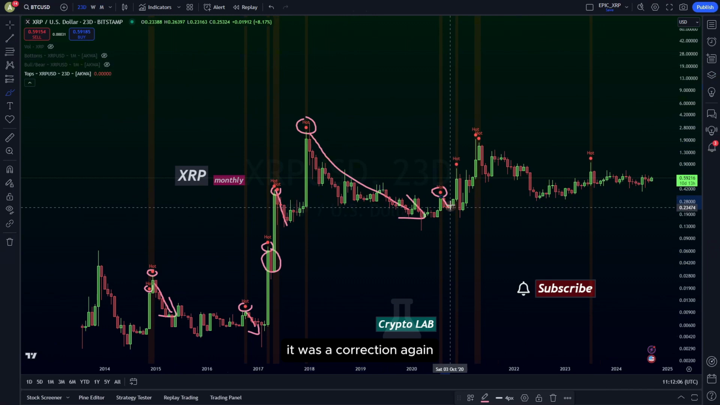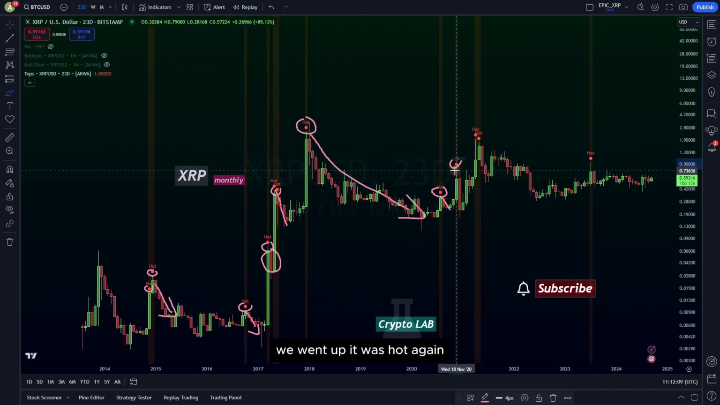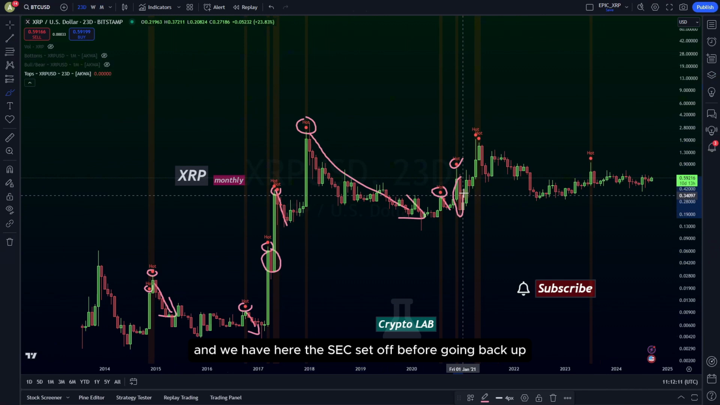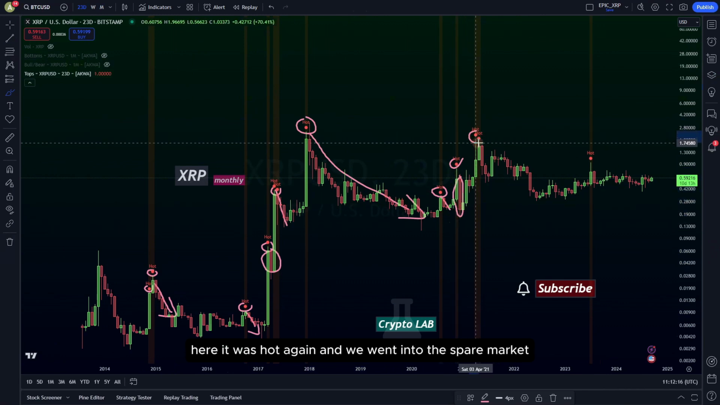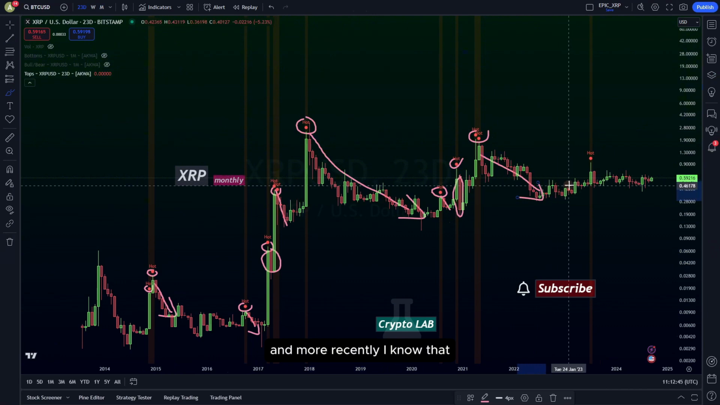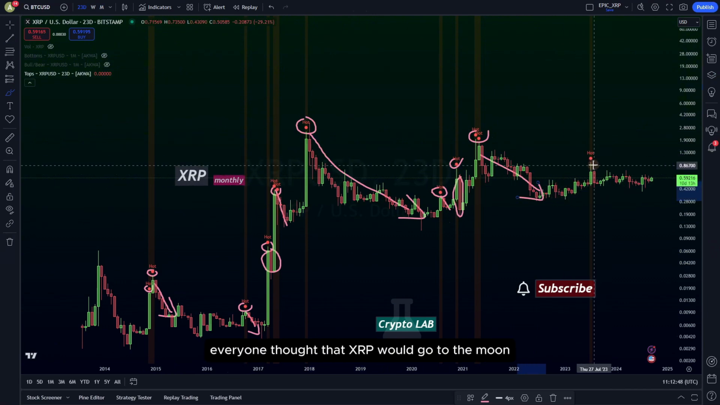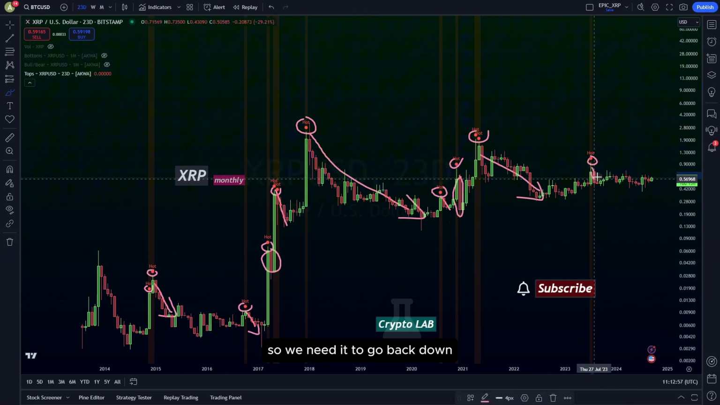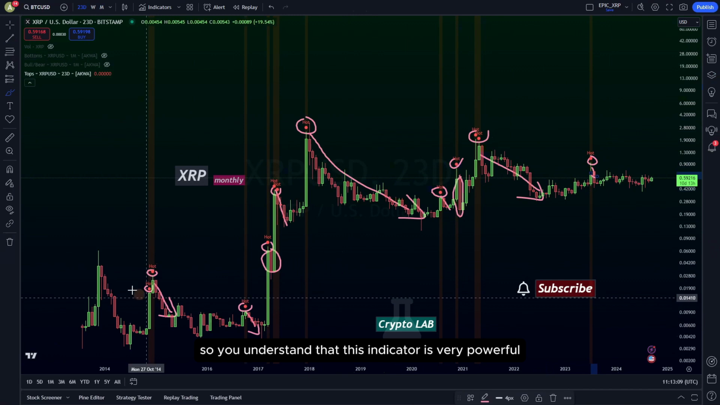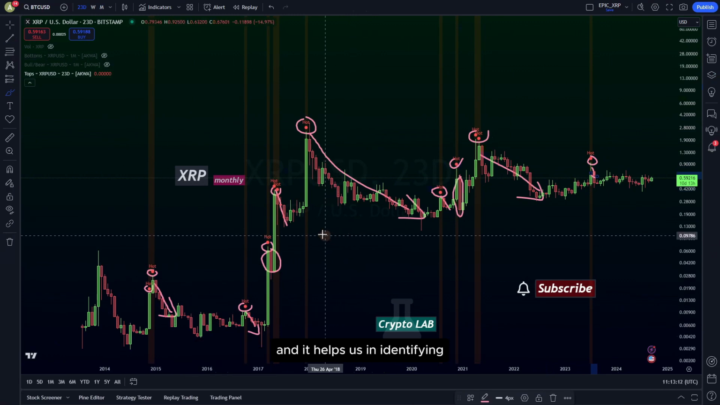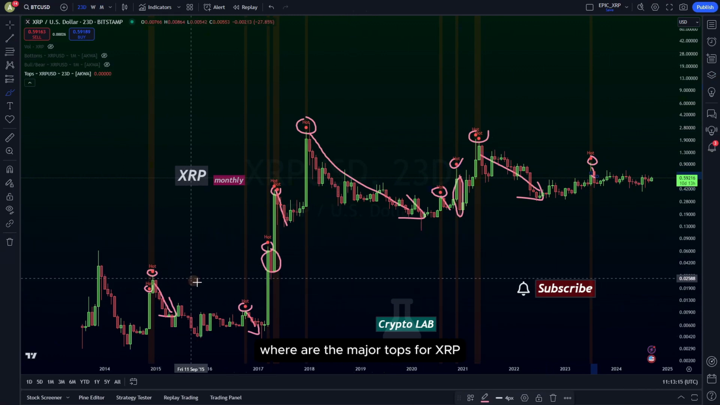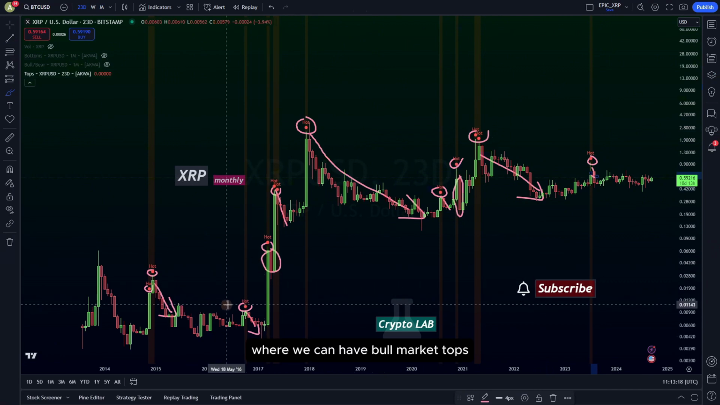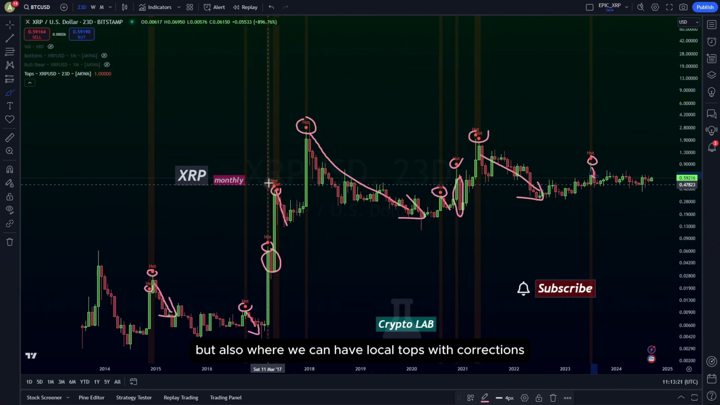It was a correction. Again, we went up, it was hot again, and we have here the SEC sell-off before going back up, and here it was hot again and we went into this bear market. And more recently, I know that everyone thought that XRP would go to the moon, but as you can see, it was a hot signal, so we needed to go back down. So you understand that this indicator is very powerful and it helps us in identifying where are the major tops for XRP, where we can have bull market tops, but also where we can have local tops with corrections.